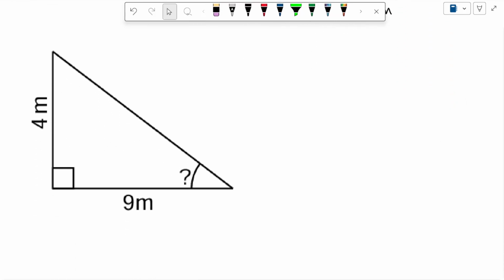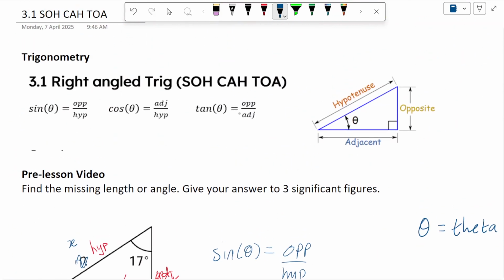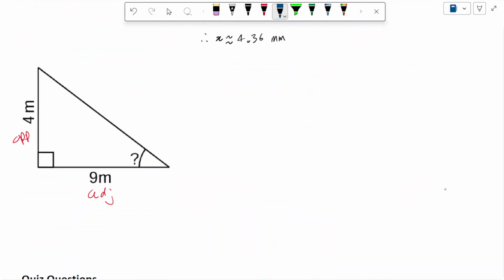Okay, this one here, 4 and 9, so we need to work out the angle. Let's start by labeling. So I've got the adjacent to the angle, and I've got the opposite to the angle there. The one that we don't have is hypotenuse, so we're after the tan ratio there, because tan is the one that doesn't have hypotenuse. It's got opposite and adjacent. So we'll look at this. Tan of theta is opposite over adjacent. So that tells us that tan of whatever theta is has to be 4 over 9.